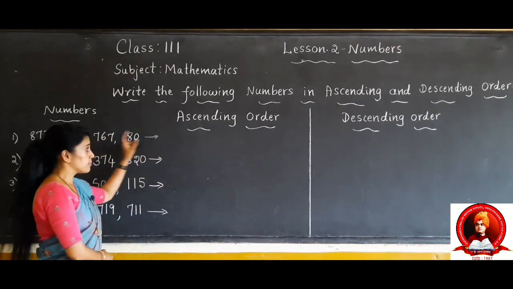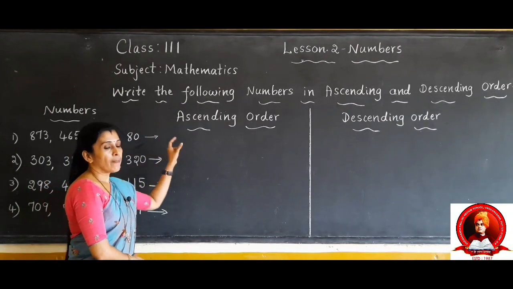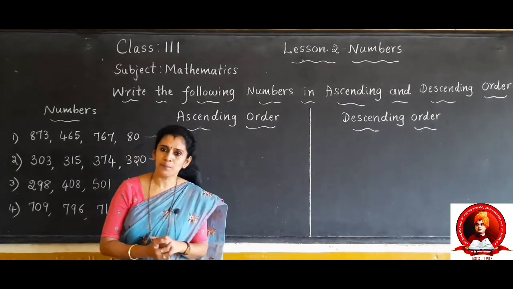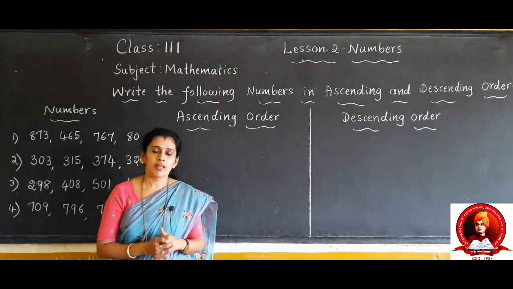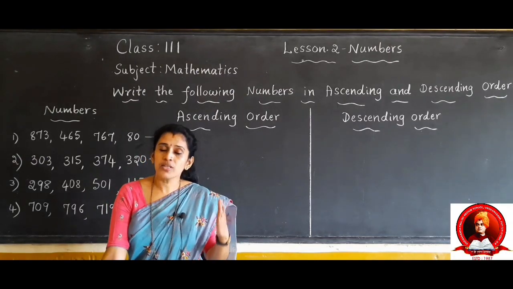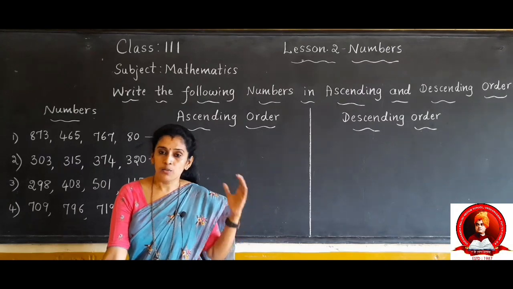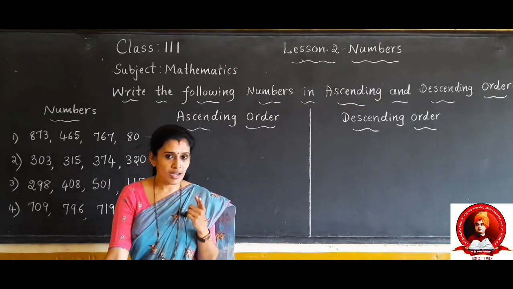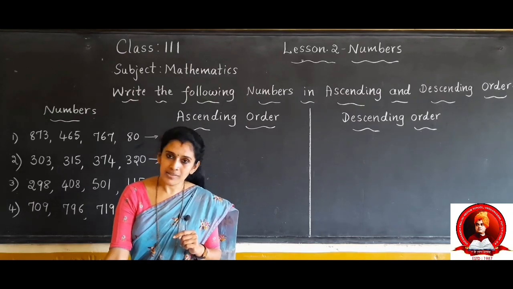Before writing these numbers in ascending order, I would like to ask you, what is that ascending order children? Let us once recall it. Ascending order means arranging the given numbers from the smallest to the greatest. I hope all of you are remembering it now, right?